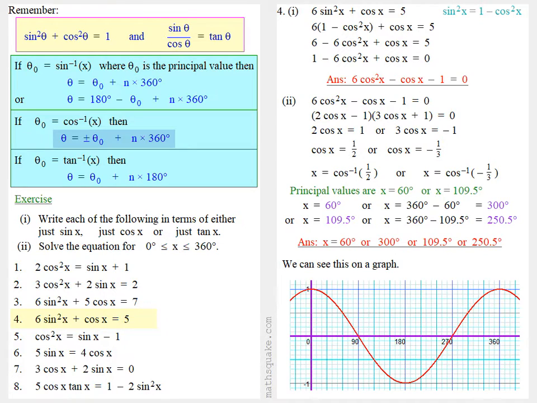Now we can see this in a graph. If we draw a line on the cosine graph horizontally from y equals 0.5, we see it crosses the curve at 2 points, 60 degrees and 300 degrees. If we draw the line across at y equals minus a third, we see it crosses the curve at 2 points, 109.5 degrees and 250.5 degrees.